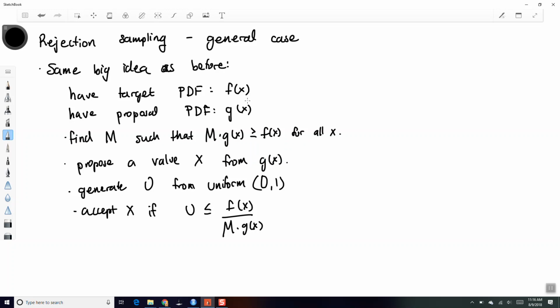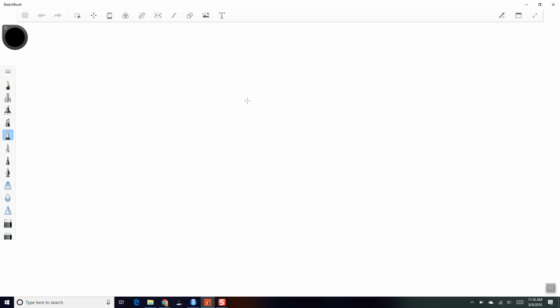g of x was a constant because it was the uniform proposal, and now we can have something that's not uniform. Okay, so here's our example: we'll do a normal distribution, but our target will be the folded normal, okay? Target distribution is the folded normal.